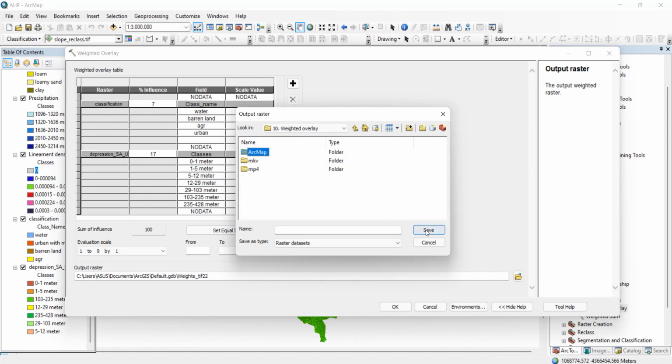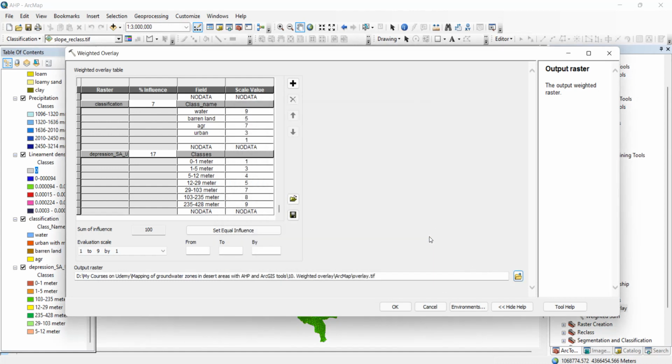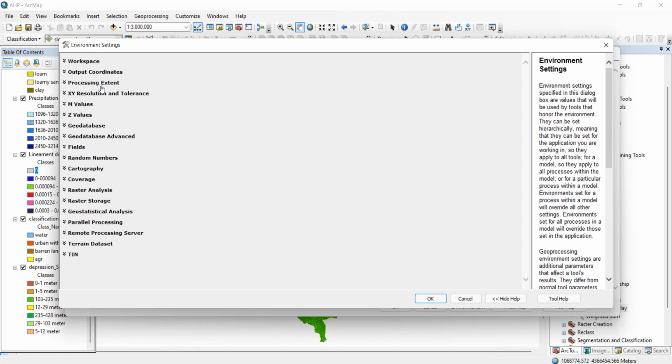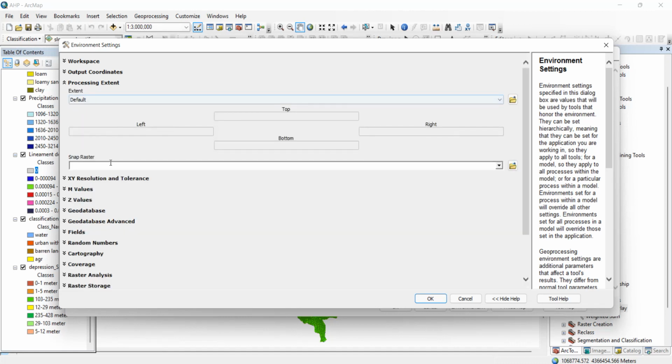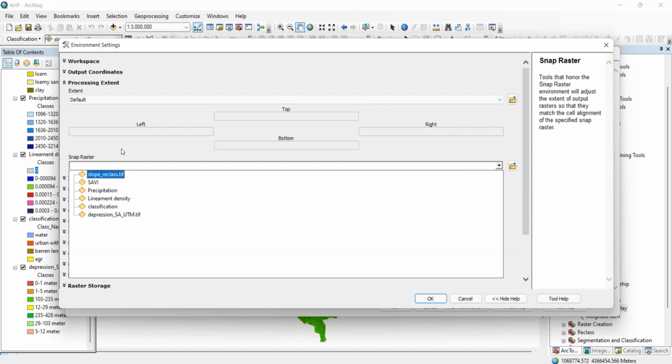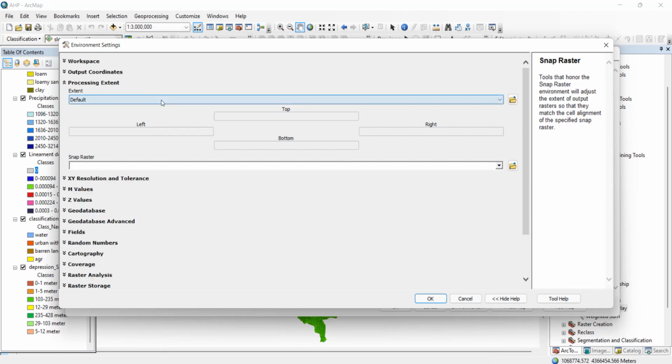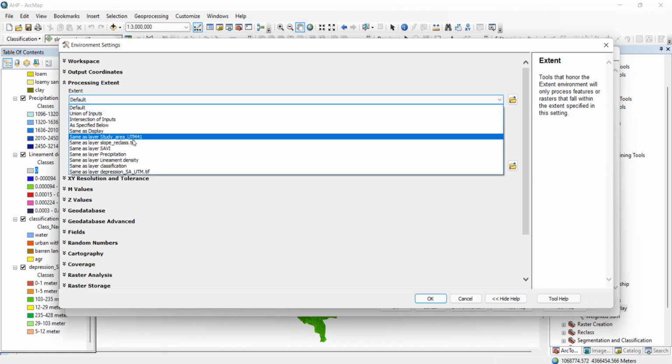So let's save it here and name it overlay.tif. And the last thing, go to environment here. See that there is this function processing extent. Go to snap raster and choose this, no, go to extent and choose your study area.